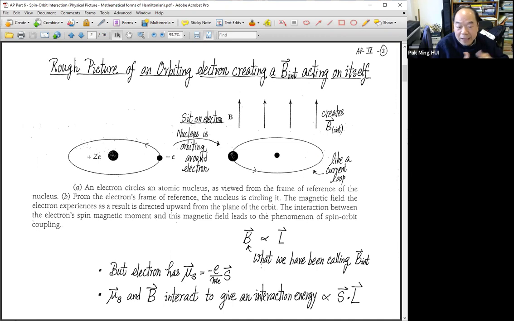Okay, so here is the same thing. Electron moving, you sit at the electron, it's like the nucleus moving. The nucleus moving is a positive charge moving, it's like a current loop giving rise to a magnetic field at the place of the electron. The electron has spin, a magnetic dipole moment, with an internal field. The dot product is an energy term, thereby you have S dot L. So that is the physical picture, all right?